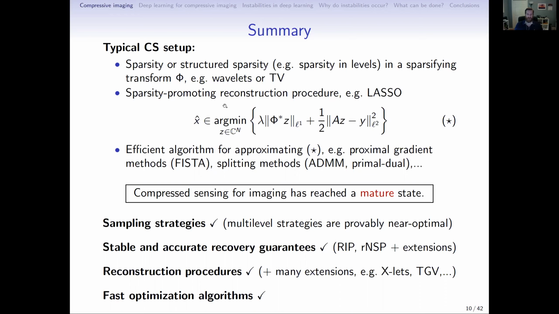So this is in some sense the bread and butter compressed sensing approach, using wavelets or TV and solving something like the lasso. There are many ways in which you can boost the performance of this. You can go to fancier sparsifying transforms like curvelets or shearlets, or higher order TV like TGV, and things like that. You can change this procedure, maybe using some kind of weighted or re-weighted strategy or some non-convex penalty, et cetera. And then finally, as I mentioned, there are a lot of fast algorithms to solve this problem efficiently.